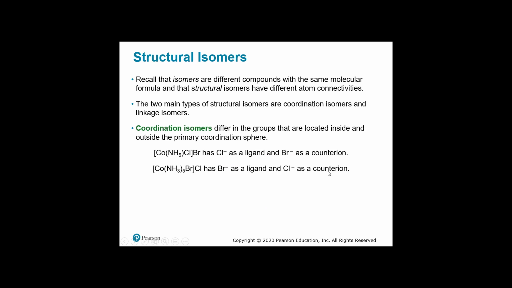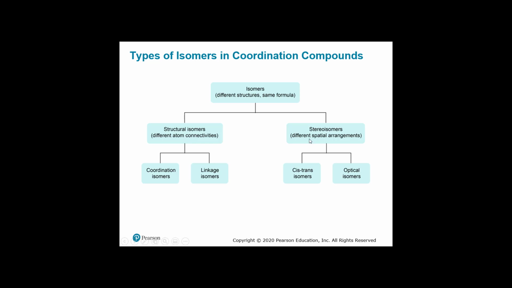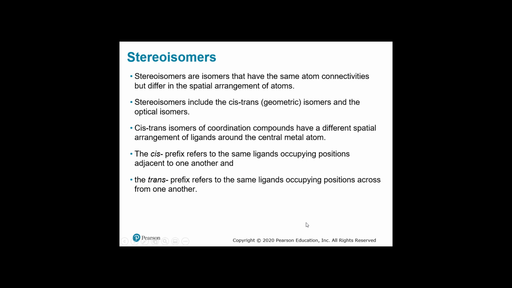And then we have optical isomers. So stereoisomers, which is what we're looking at here, are isomers that have the same atom connectivity, but different spatial arrangements. And those spatial arrangements determine if they're cis-trans or optical isomers. So cis-trans, and then they have the fac and mer.